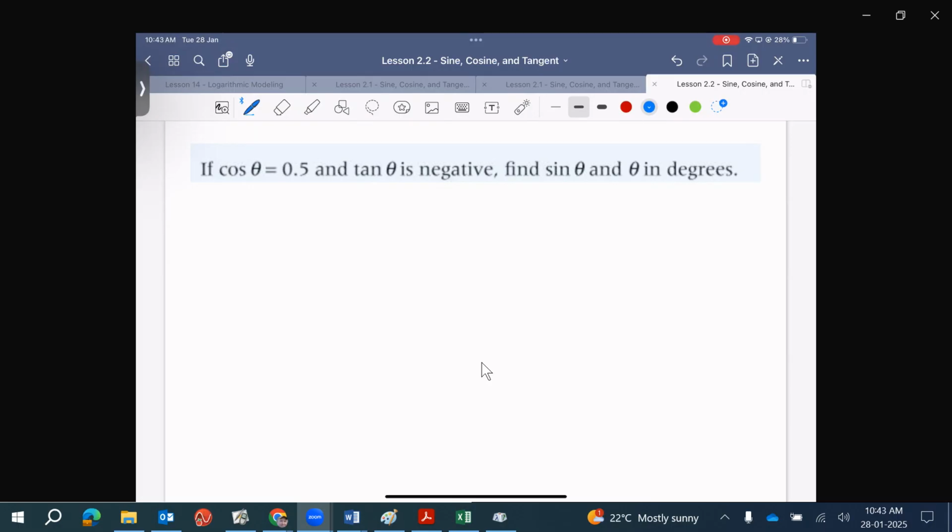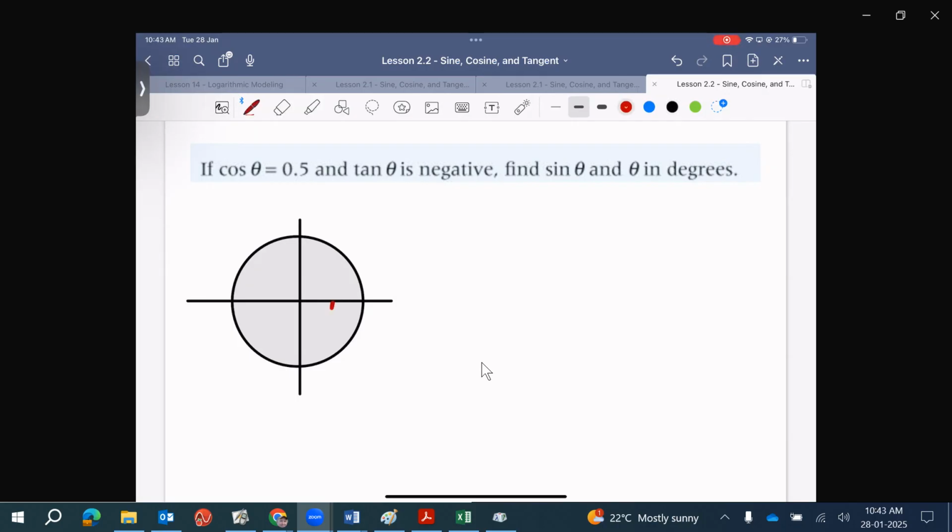All right, so what have we got? We've got the cosine of theta is 0.5. So how do we solve it? We start off by drawing a unit circle and figuring out what information we have. There we go. So we know that the cosine of the angle is 0.5.